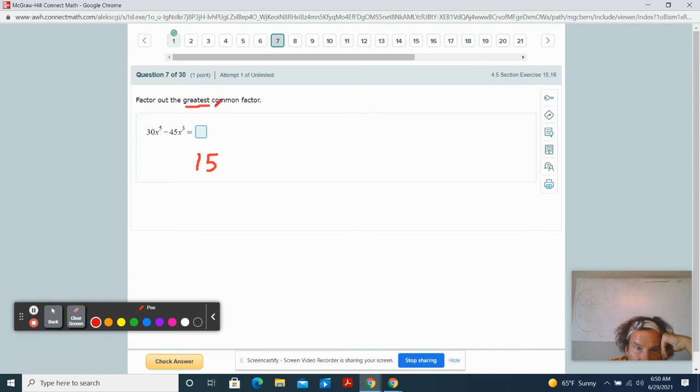That's what this word greatest common factor means. There's a lot of common factors, but 15 is the greatest common factor. Now for the variables, you have x to the fifth, which means you have 5 x's. And you have x to the third, which means you have 3 x's. So how many x's are in common?